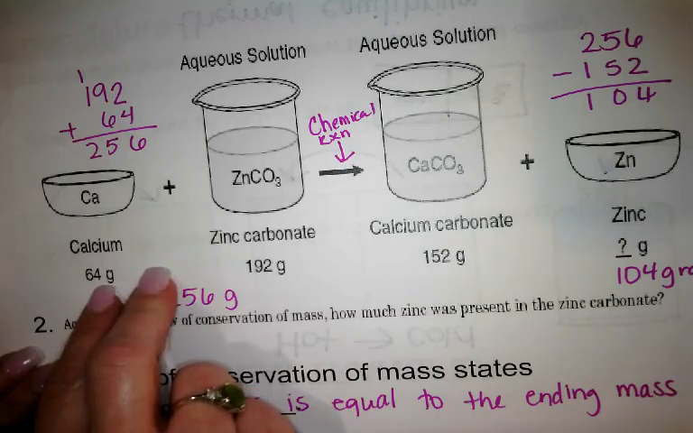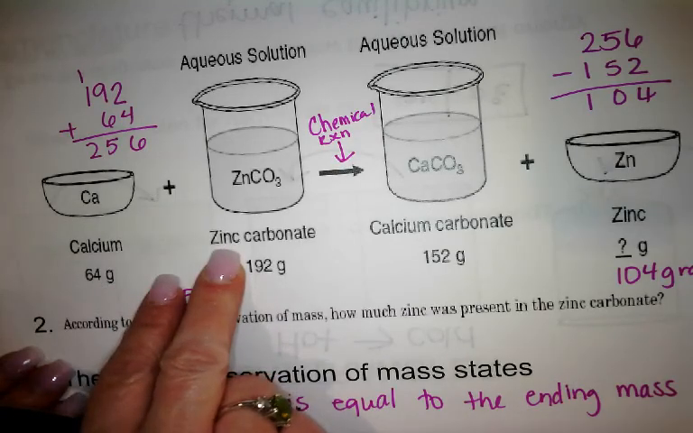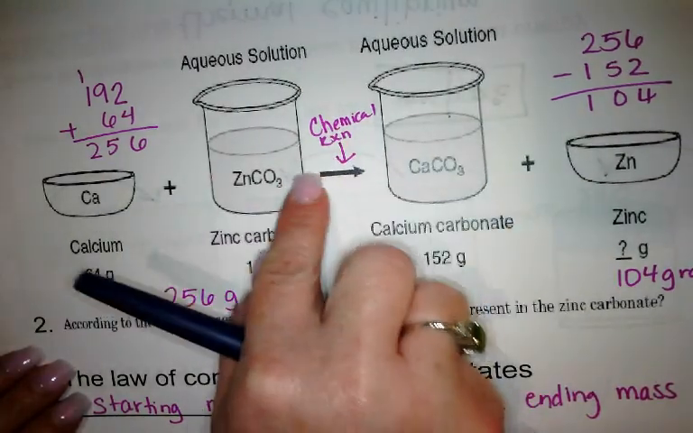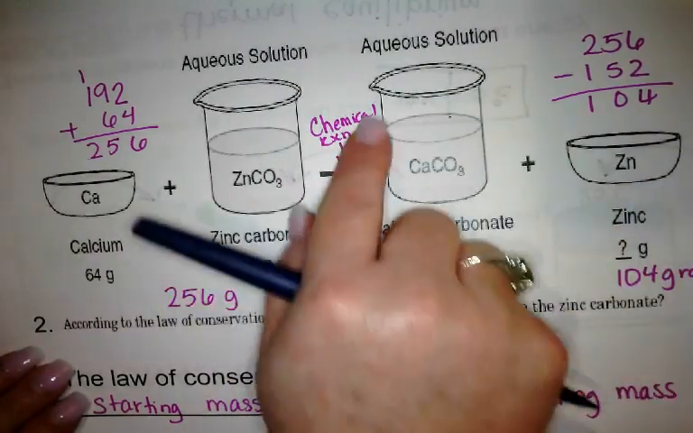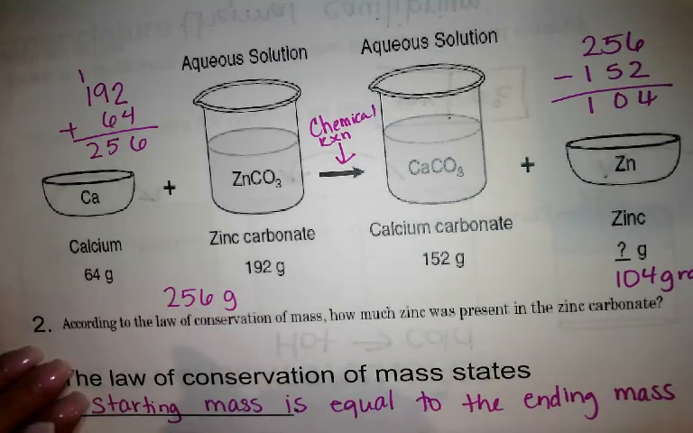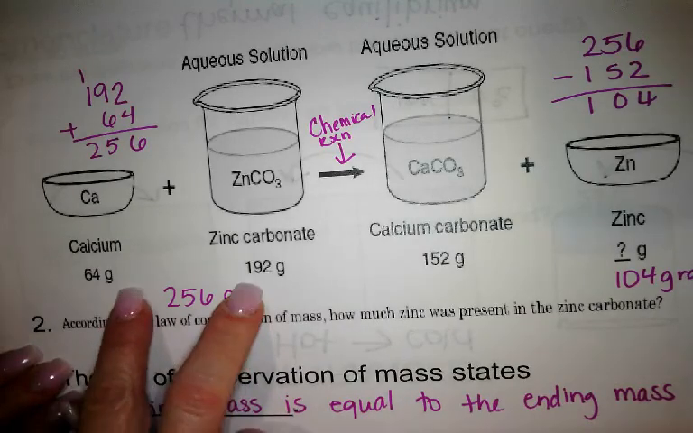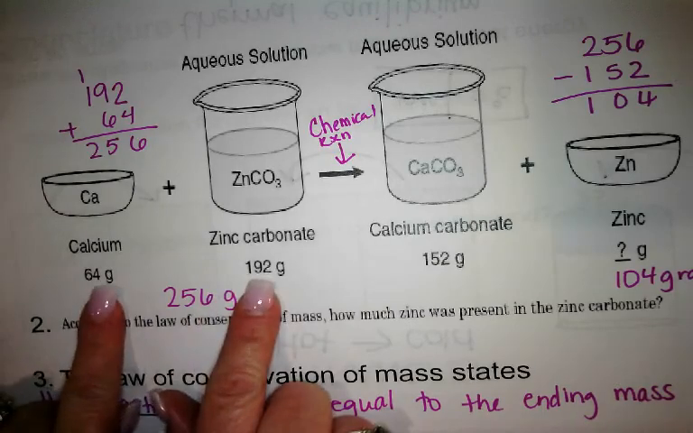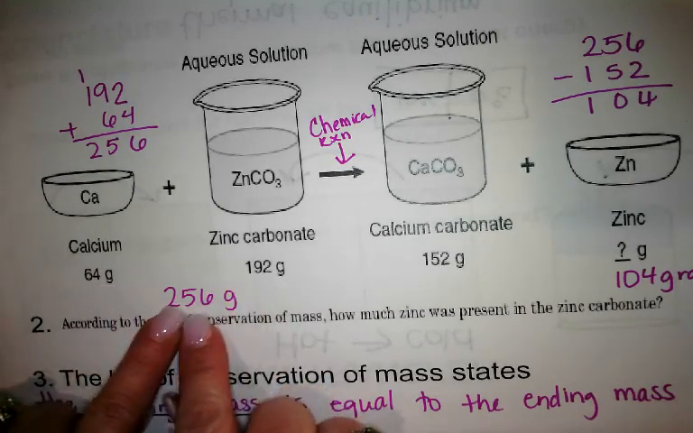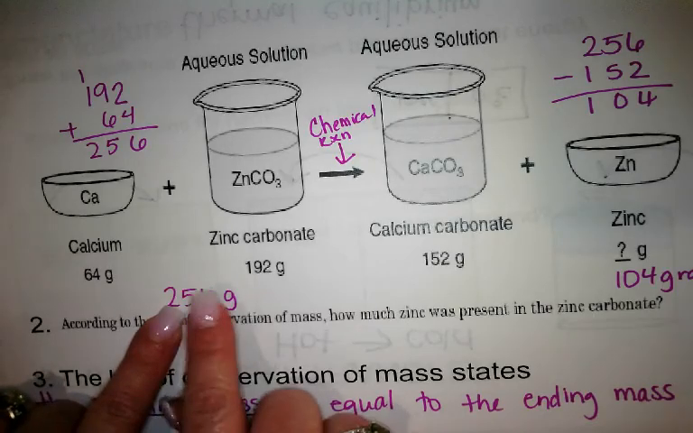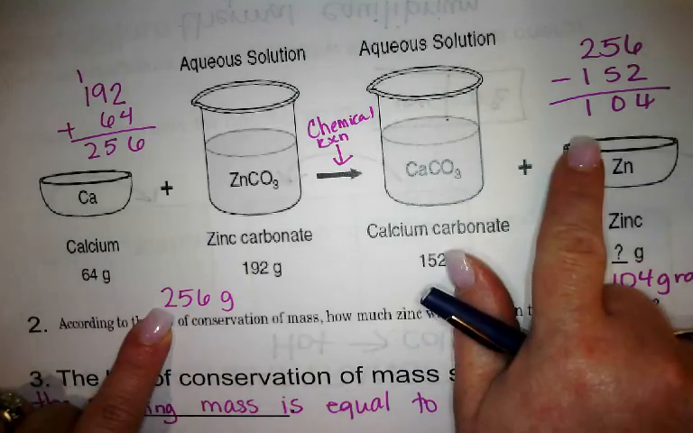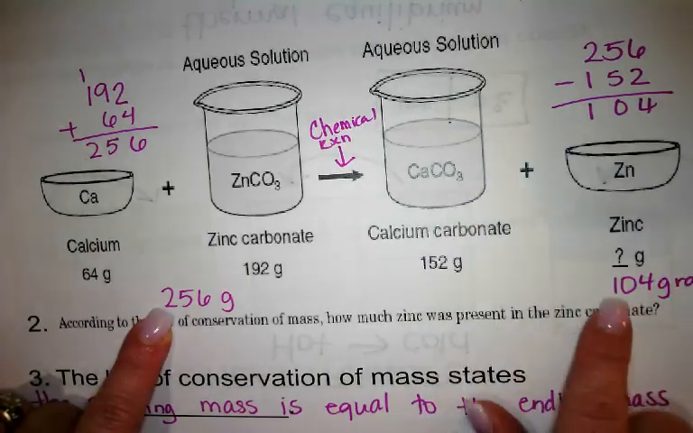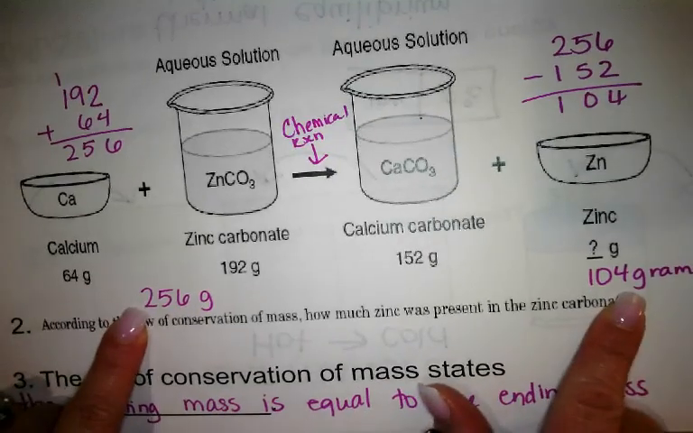This one has that same idea. Whatever mass we start off with on one side has to equal whatever the mass is after the chemical reaction. That's what that arrow means. We'll talk a little more about that in one of our next couple of units. The easiest way to do this: you can add up the two masses here, you get 256. That mass has to equal this one, so 152. You can subtract, and then you get the amount of zinc, so 104 grams.